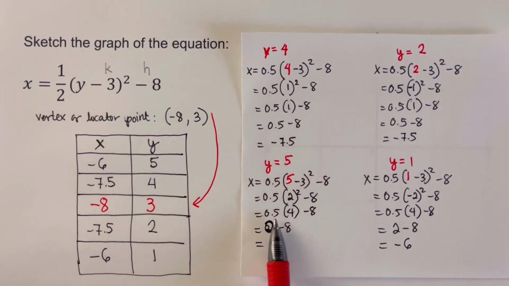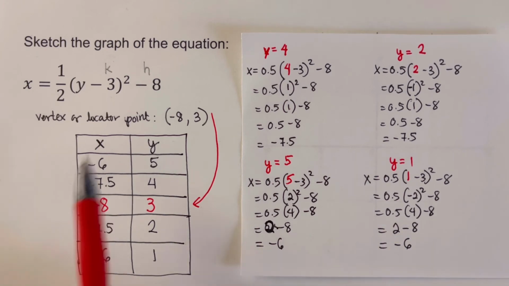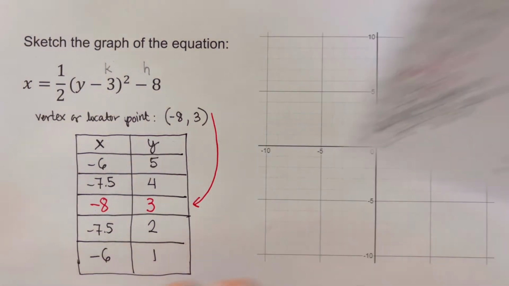The same thing for the other side right here. So this one right here becomes 2 because we have 0.5 times 4 is 2 minus 8 is -6. This one where most students would miss, 1 minus 3 is -2. -2 squared means -2 times -2. That comes out +4. +4 times 0.5 is a +2. Minus 8 is -6. And so we completed the table already. We're now ready to sketch the graph.